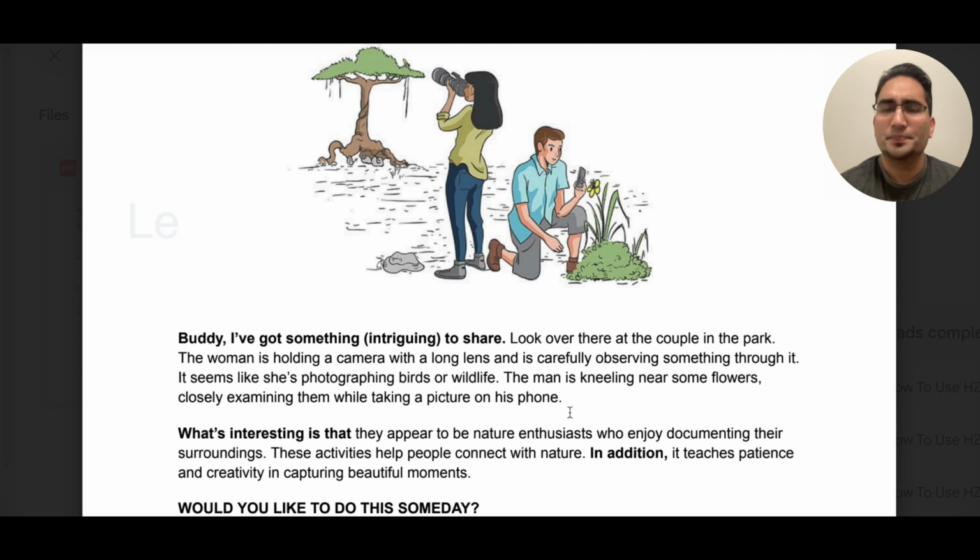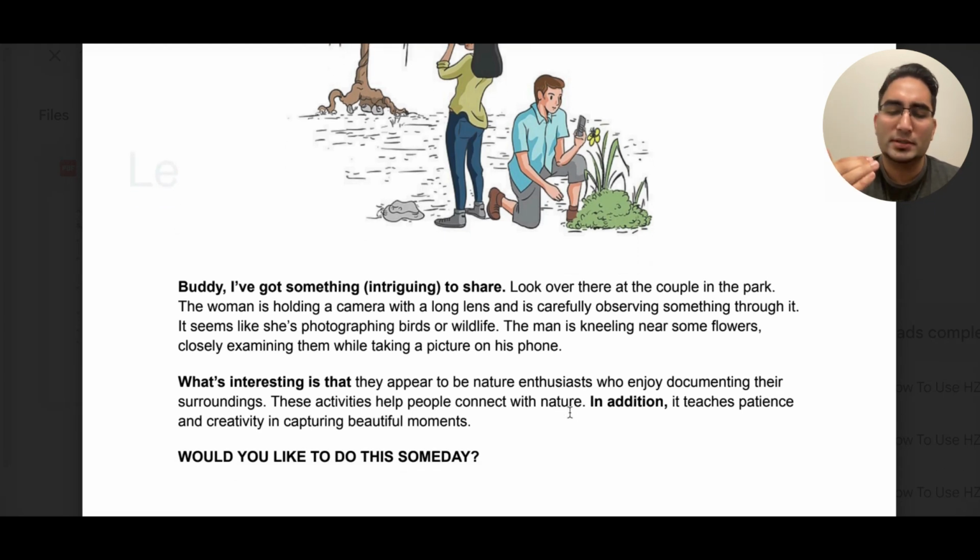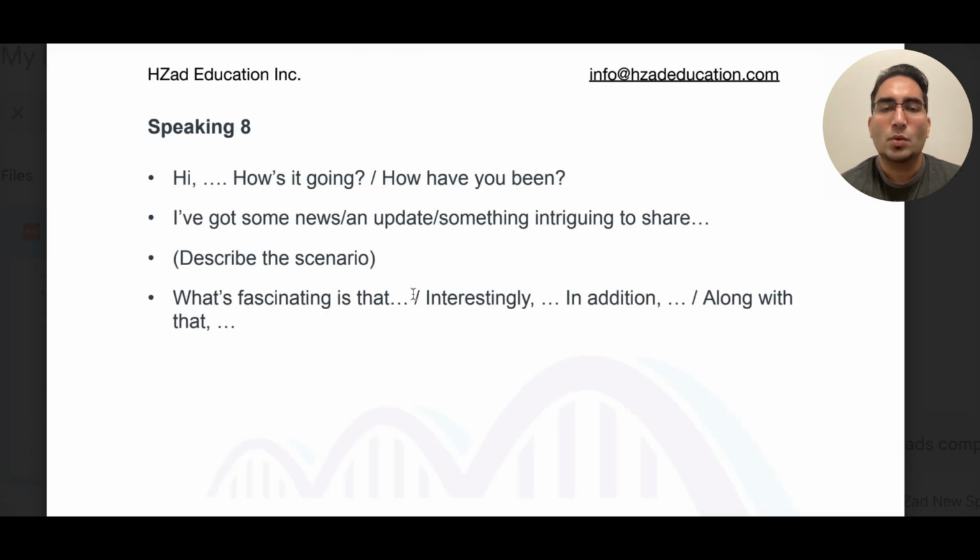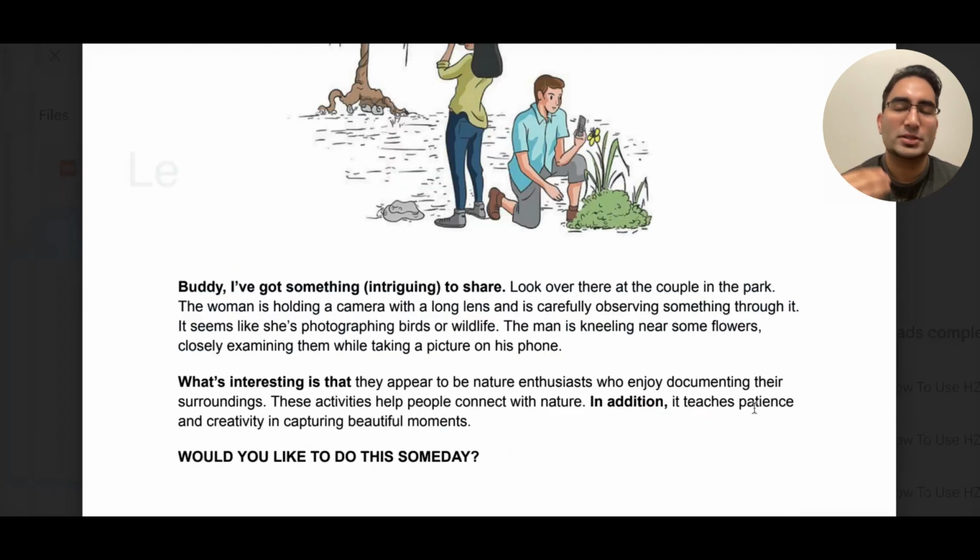So you define the picture. Main elements go first, just in case you are running out of time. You get the main stuff done. What's interesting is that, and then you also have in addition. So let's go back to the template here. What's interesting, instead of fascinating, we said what's interesting is that, and we have used in addition to add another point later. So you can always use words like these in combination.